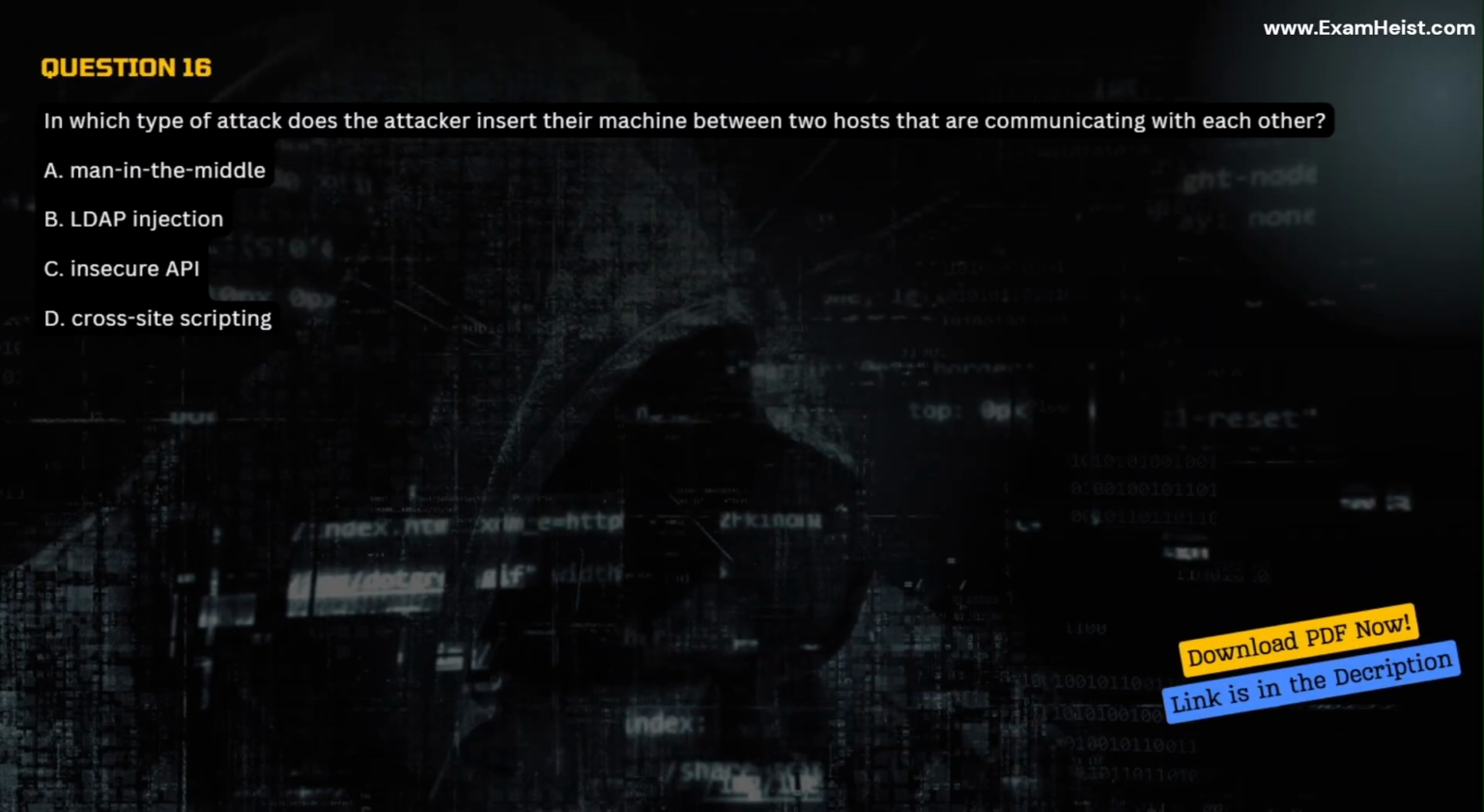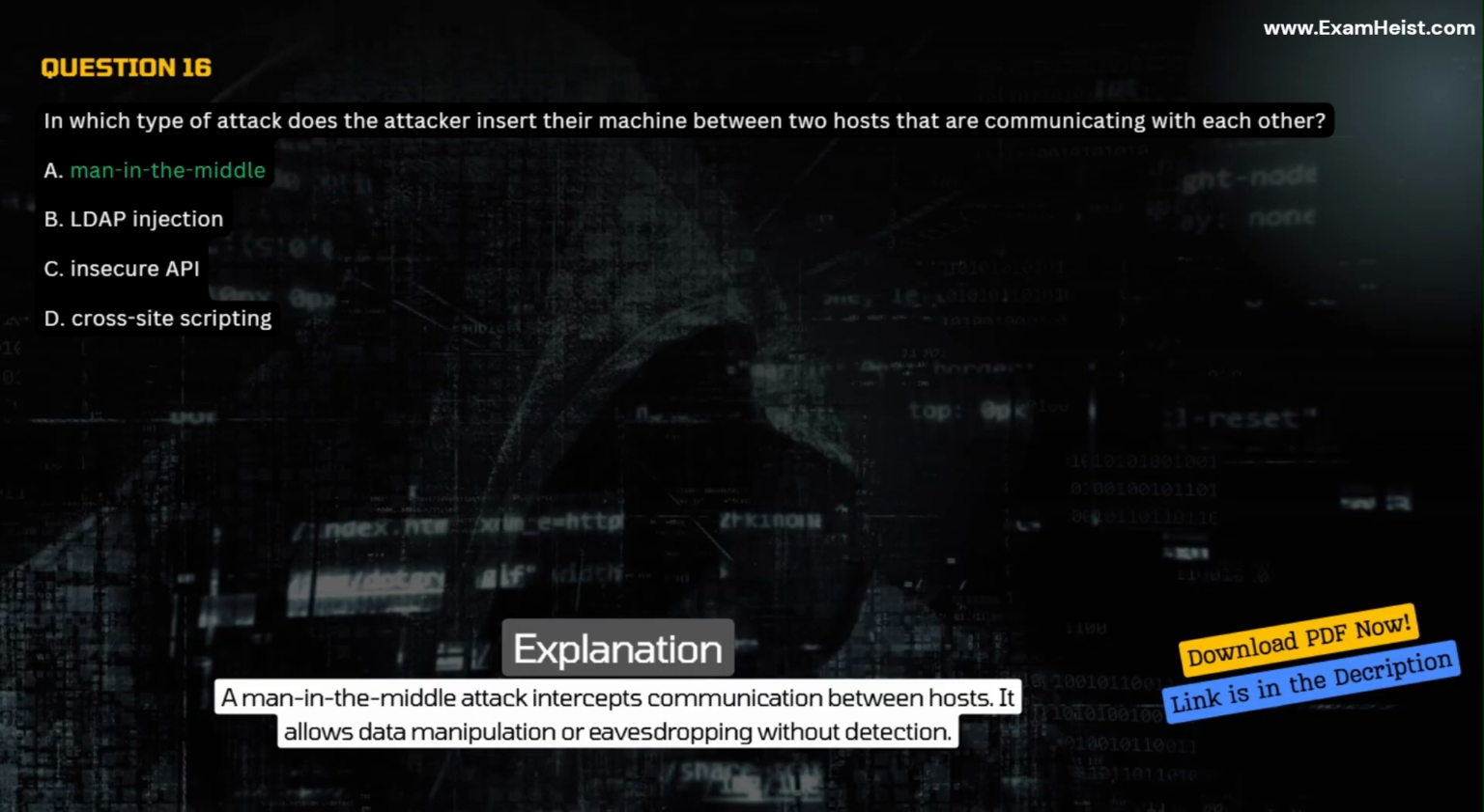Question 16. In which type of attack does the attacker insert their machine between two hosts that are communicating with each other? A. Man in the middle. B. LDAP injection. C. Insecure API. D. Cross-site scripting. Correct answer A. Man in the middle. Explanation. A man-in-the-middle attack intercepts communication between hosts. It allows data manipulation or eavesdropping without detection.